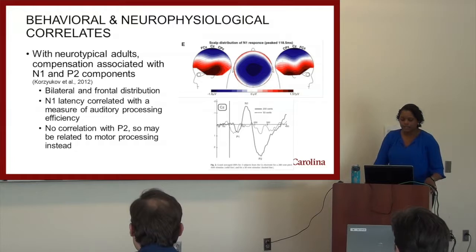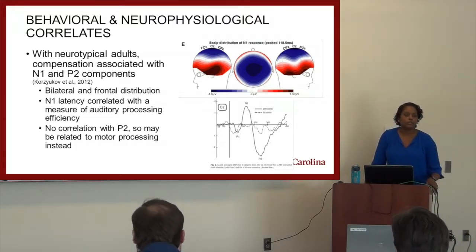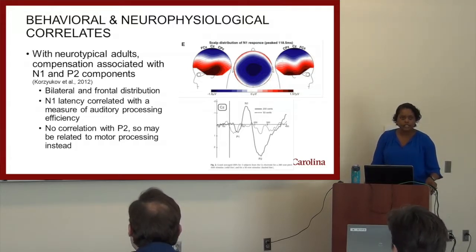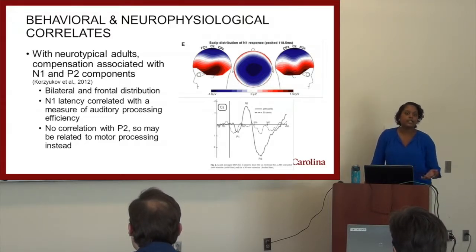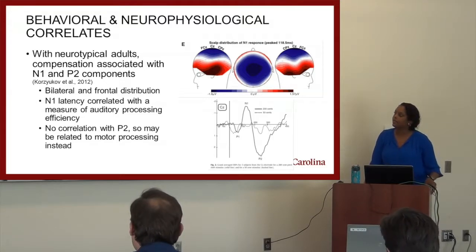And then in this particular study, they had the participants do a couple of different behavioral tasks, and they correlated the latency of the N1 response with a measure of auditory processing efficiency. So they didn't see that same correlation with the P2 response, so they hypothesized that maybe the N1 is more connected with detection of the error, and the P2 is more correlated with correction of the behavior or the motor side of it.